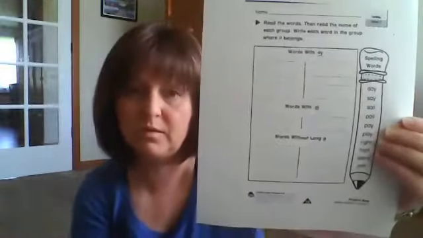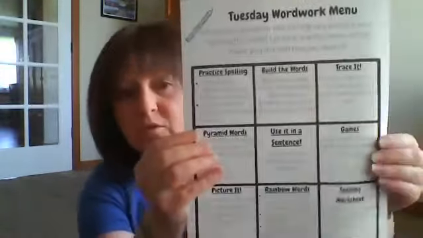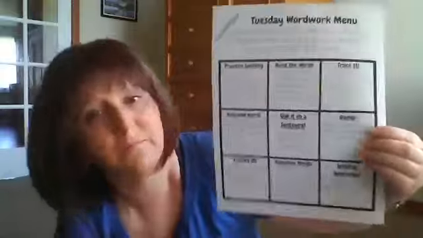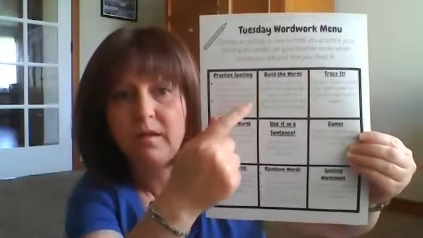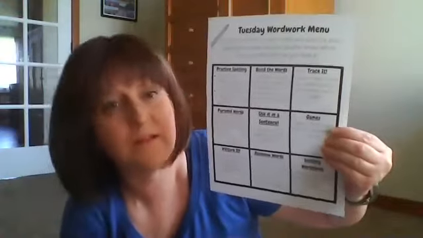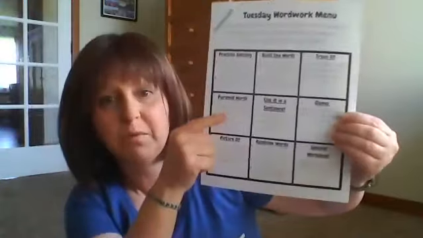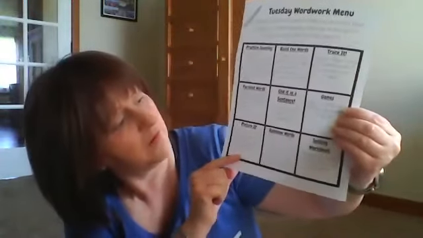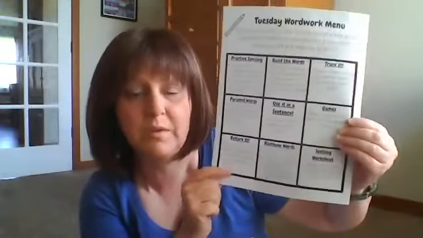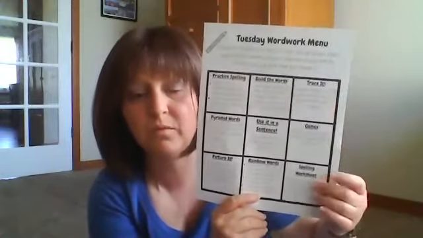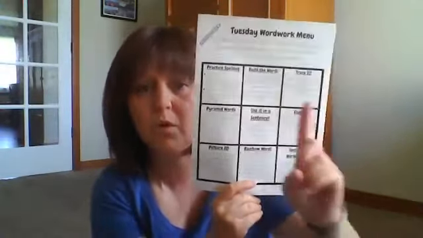If you do not want to do this, remember you have a menu of other choices. You have practice spelling, where you can pretend you're having a spelling test. You can build words with fun things like Legos. You can trace it. You can use it in a sentence. You can do pyramid words. You can picture it, which means you write it and then you draw a picture. Rainbow words, and you can play games. So you don't have to do the spelling worksheet. That's only if you want to. Remember, only choose one.